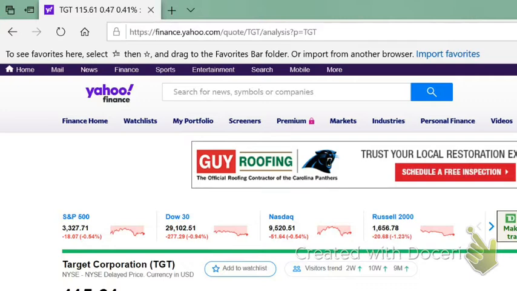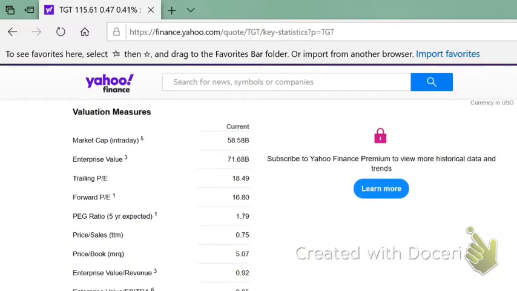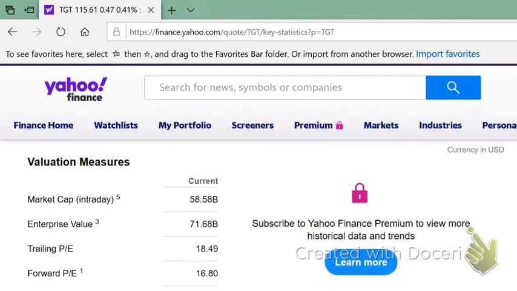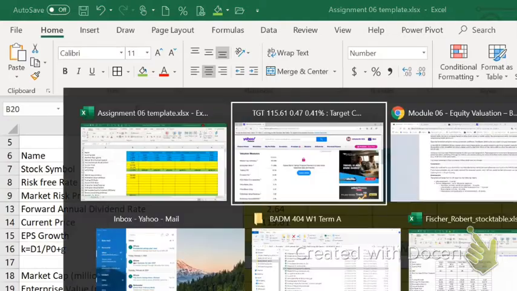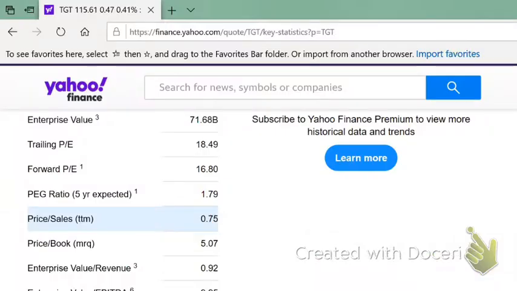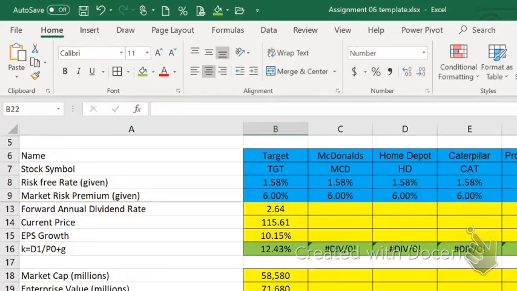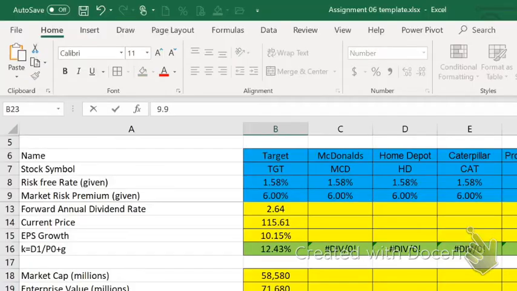Going back to this stuff that we're going to pull here, go into the statistics tab. I can start getting the other data. The market cap, 58.58 billion. Everything should be in millions. Enterprise value 71.68, 71,680 is 71 billion in millions. The trailing PE ratio 18.49. The forward PE 16.80. Enterprise value over revenue 0.92. Enterprise value over EBITDA 9.95.